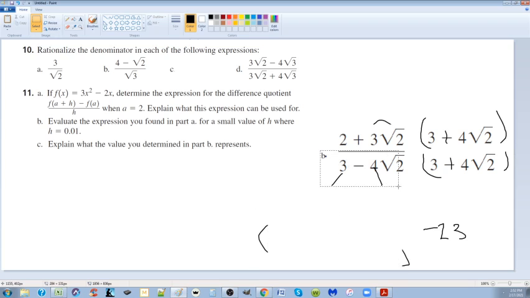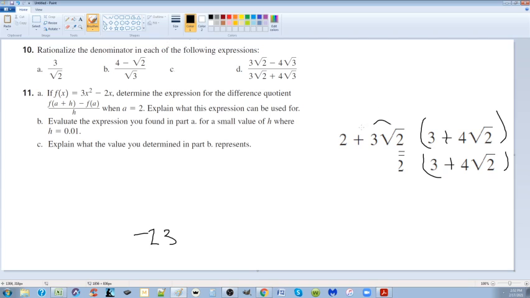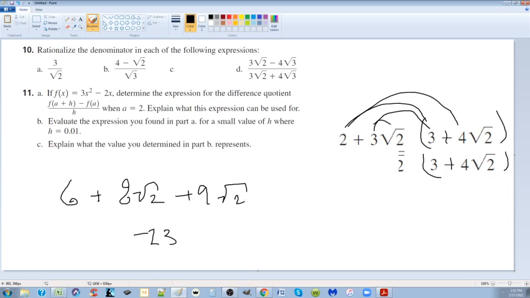Now what about the top? Well, you distribute it. So this is the denominator. And 2 times 3 is 6. And 2 times 4 is 8 square root of 2. Plus, now we distribute it this way, plus 9 square root of 2. Plus, this way, 12 times 2, which is 24.